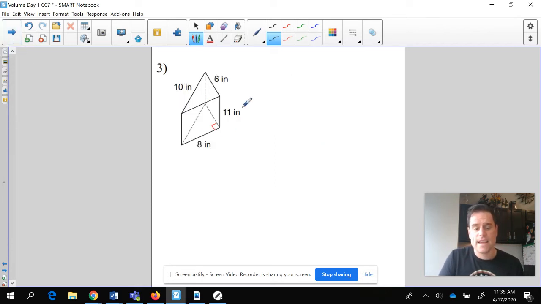Number 3 is a triangular prism. And again, all we do is we start with this. We say volume equals, let's change up the color. Let's use green now. Area of the base times the height. And can you guys, again, what I like to do is I like to color in the base.